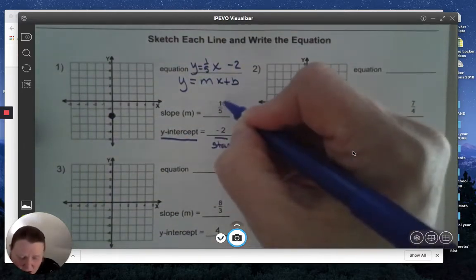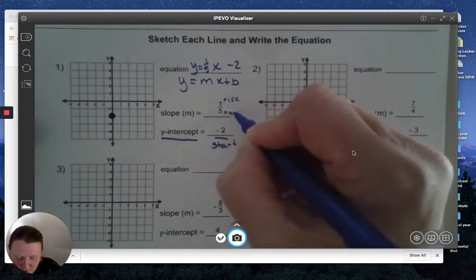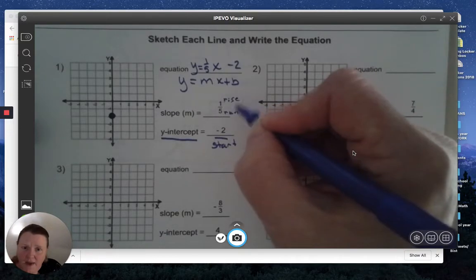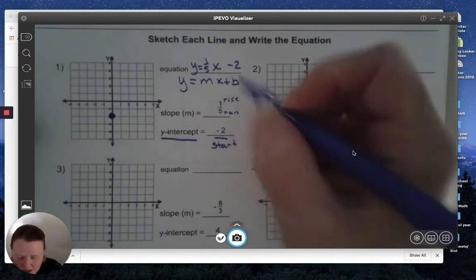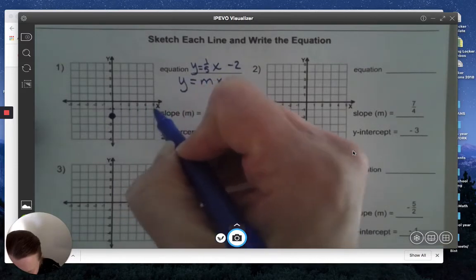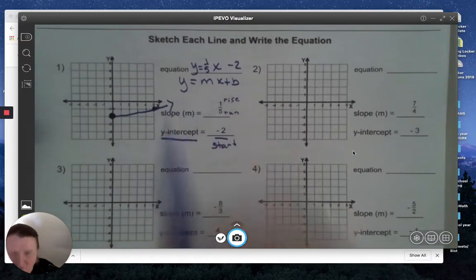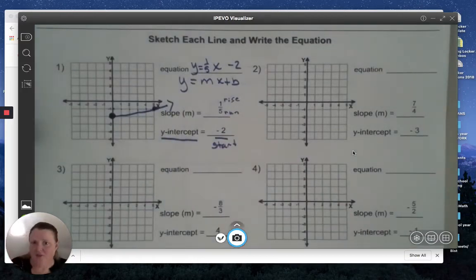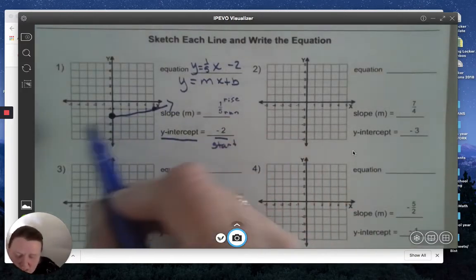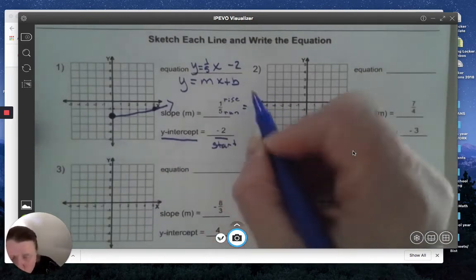And this is the rise, so the rise is 1, and the run is 5. So I'm going to go up 1 and across 5. So we go 1, 1, 2, 3, 4, 5. Now in my class, you will be expected to have 3 dots on the graph. And so if we need to put the other point back here, you need to realize that that means we're going to go the opposite direction.